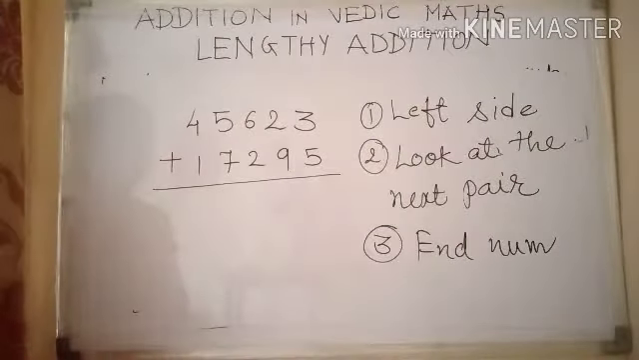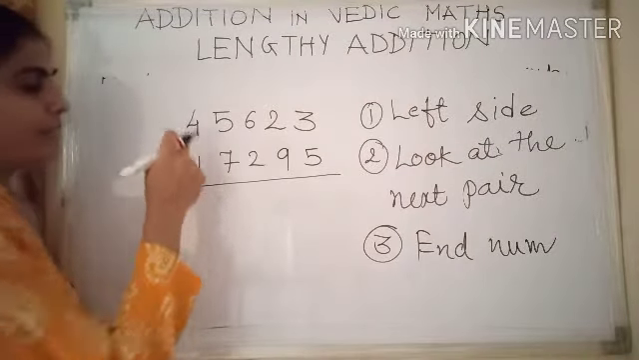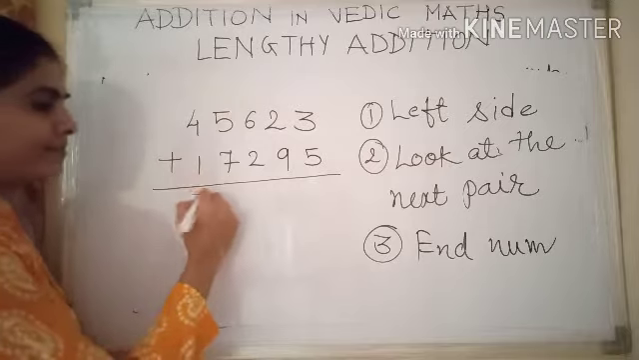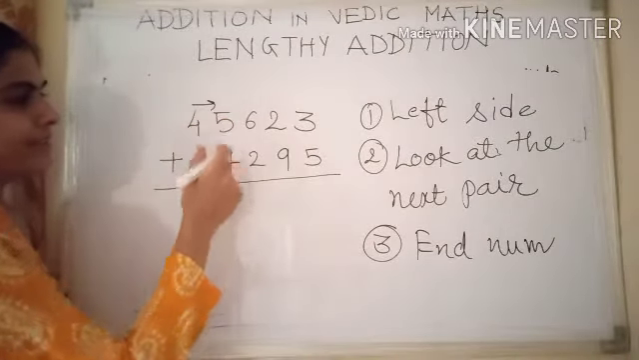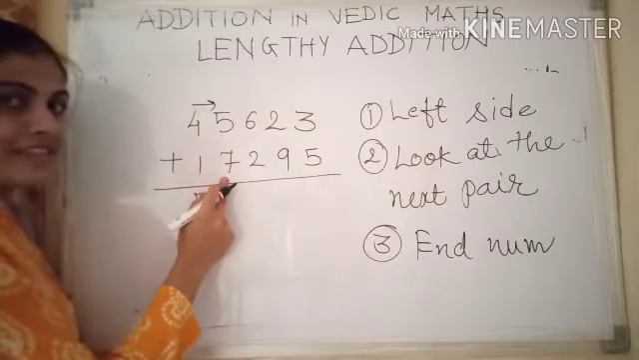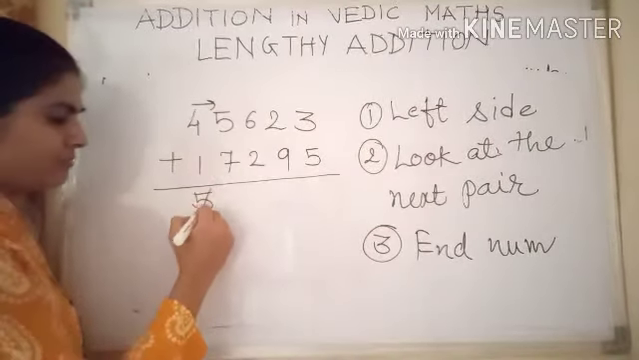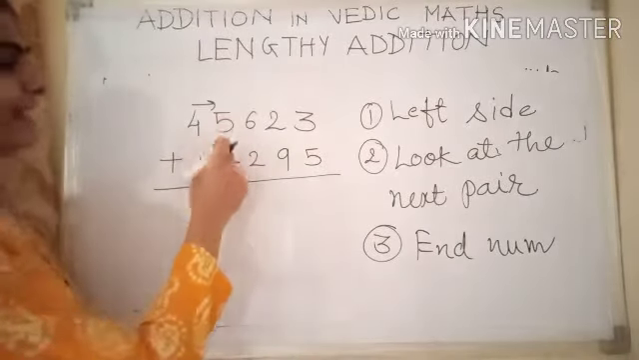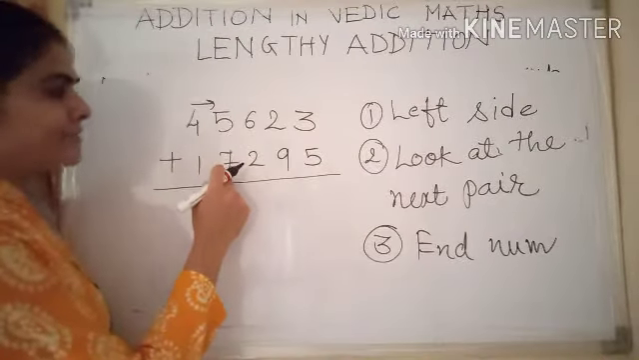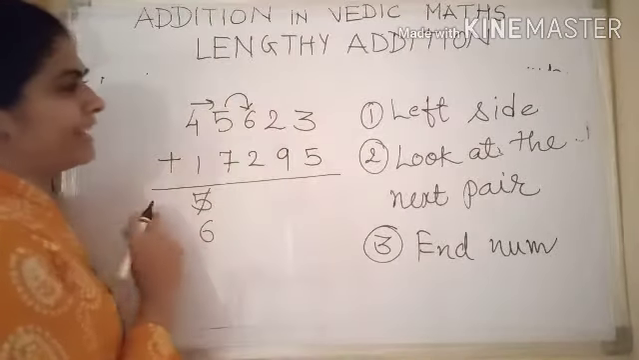Now let's start from the left hand side. 4 plus 1, which is 5. But look at the next pair. It is 5 and 7, which is 2, right? So it is a carry combination. So instead of 5, we need to write 6. Now next is 5 and 7, which is 2, right? But what about the next pair?